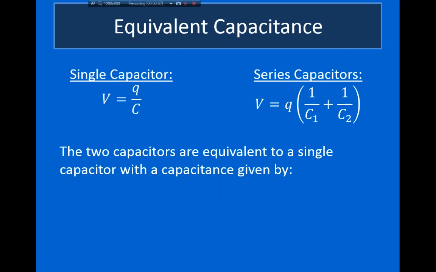Now, if I compare the total voltage across the two capacitors in series with the voltage across a single capacitor, I can see that the two capacitors in series behave like a single capacitor with an equivalent capacitance that's given by this formula here. 1 over C_eq is equal to 1 over C1 plus 1 over C2. Notice that this formula is identical to the formula for the equivalent resistance of resistors that are in parallel. So what this means is that capacitors that are in series behave the same as resistors that are in parallel.